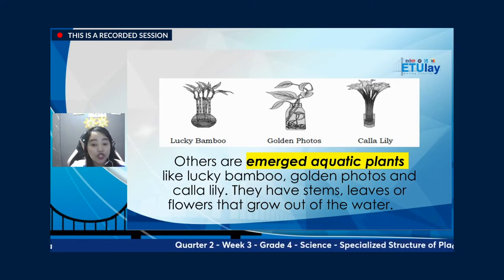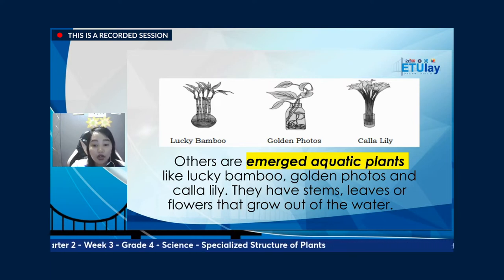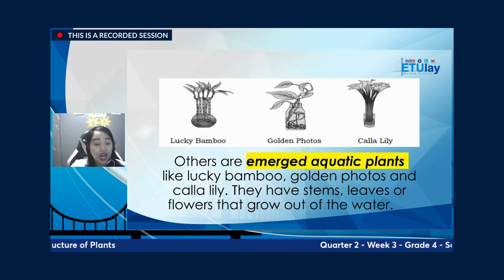Kung yung submerged ay nakababad ang buong plant part sa tubig, itong emerged aquatic plants ay may mga plant part kagaya ng kanilang mga dahon, bulaklak, o sanga ay tumutubo rin sa ibabaw ng tubig.